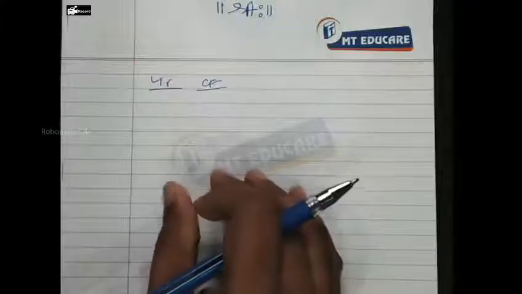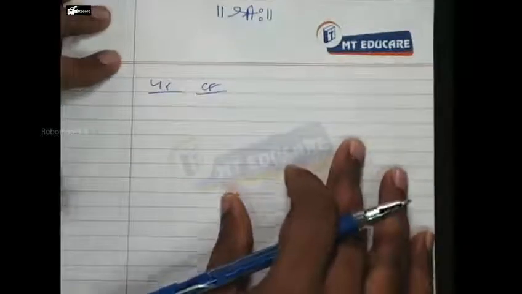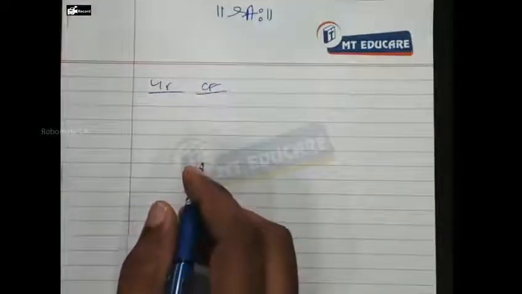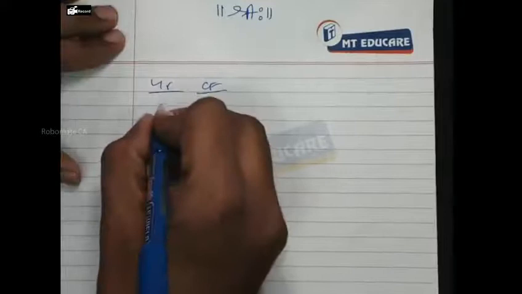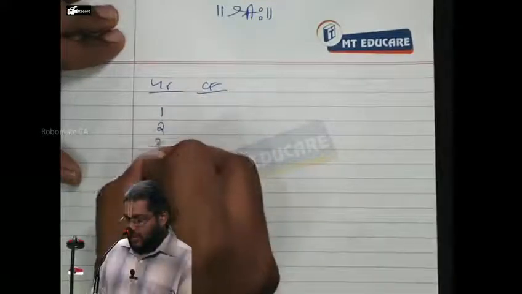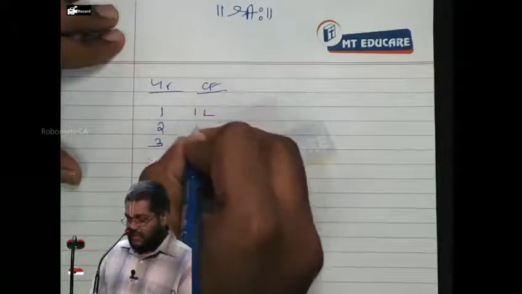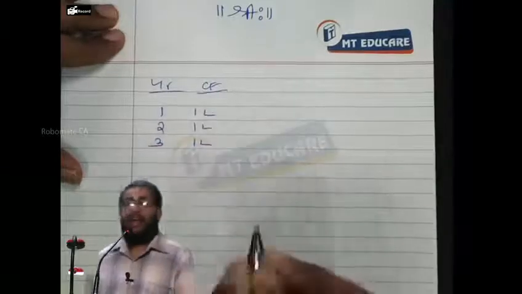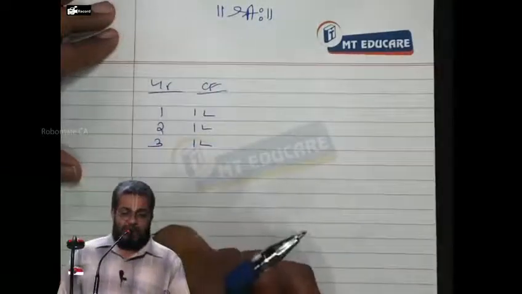Annuity immediate, please. In the earlier example, we had a 3 years annuity, right or not? 1, 2, and then 3. It is 1 lakh, 1 lakh, 1 lakh. This is a normal annuity.